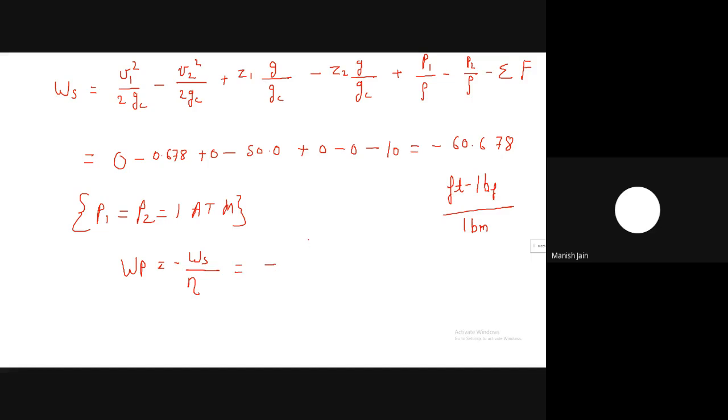Minus Ws is 60.678 divided by the efficiency of the pump, 65 percent, so 0.65. This is the theoretical requirement; theoretical requirement divided by efficiency gives you the actual requirement. So it will come to 93.3 foot pound force divided by pound, that is lbf divided by lbm.